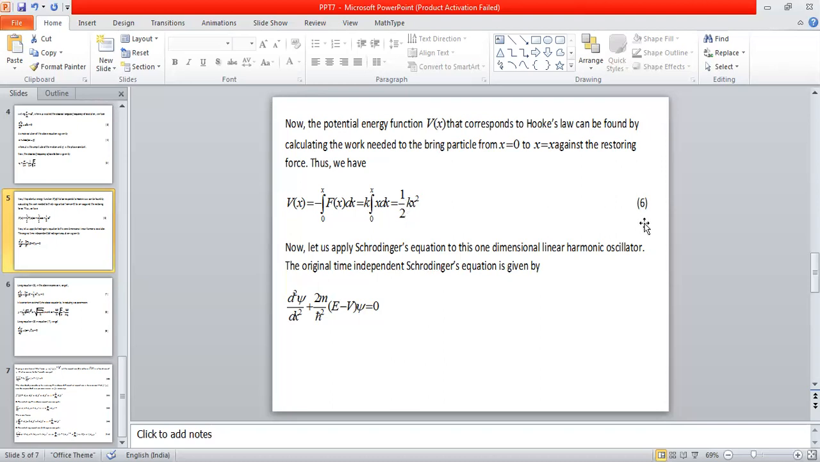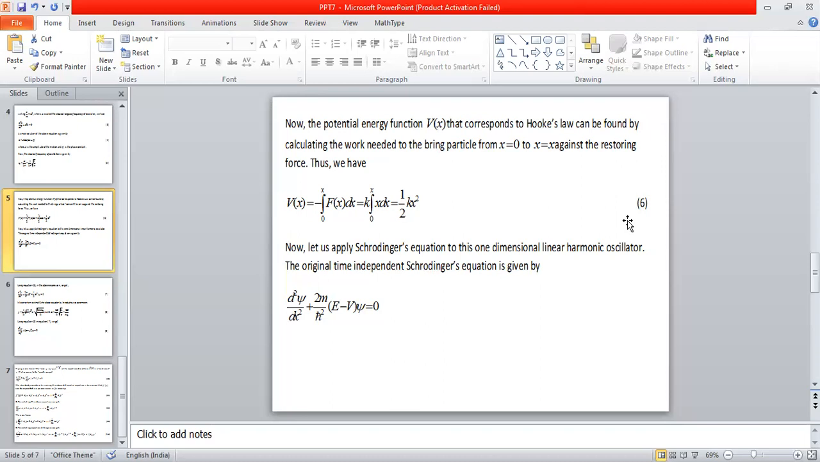So equation 6. Again, according to Newtonian mechanics, we are able to find the expression for the potential energy function of the particle, and it is given by half kx squared. Clearly, as per this equation, potential energy is not a constant. It depends on the displacement of the particle from some reference position, let us say the equilibrium position. If x keeps on changing, the value of the potential energy also changes as per this equation. So this is the classical treatment.